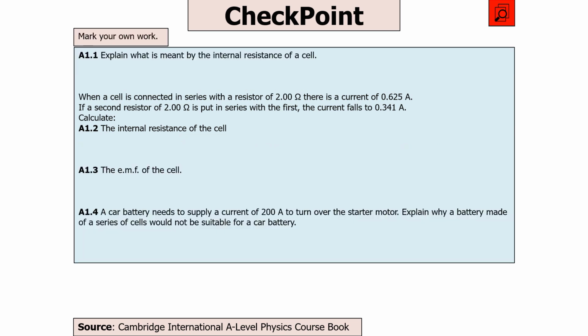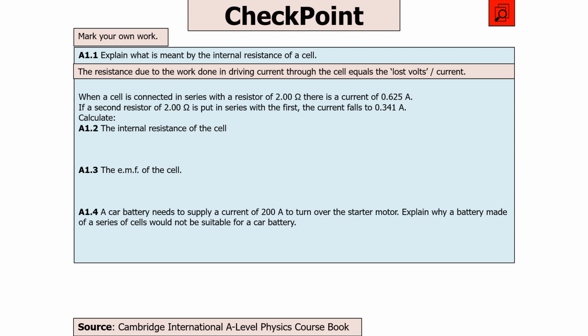Right, in this first one, what's the definition of internal resistance? It's the resistance due to the work done in driving the current through the EMF source, or through the cell. Okay, now in terms of the internal resistance, we know from our equation sheet EMF is equal to current times by the external resistance plus the internal resistance.